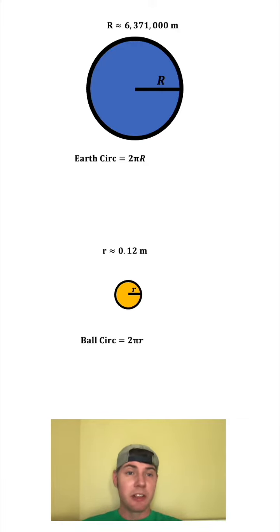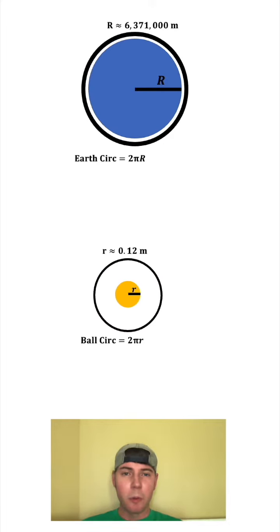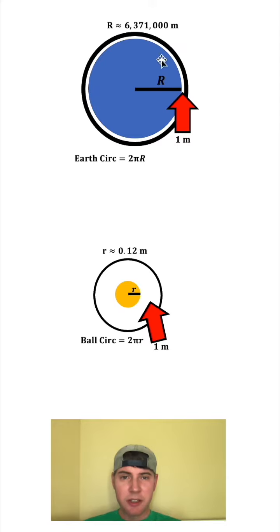So let's say we wanted to lengthen the belt so that we would end up having a 1 meter gap all the way around both of the spheres. How long would we need to increase the belt for the Earth, and how long would we need to increase the belt for the basketball? Well, the new radius of the belt is going to be capital R plus 1 or little r plus 1.